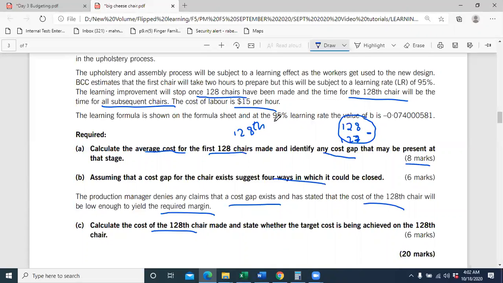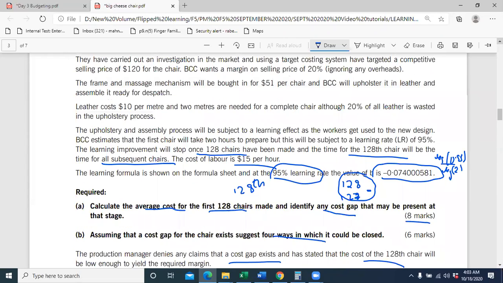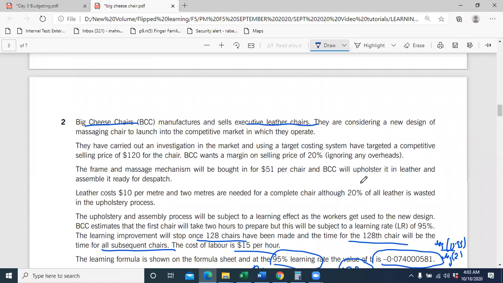The learning formula is 95% learning index, learning rate, and they've already calculated learning index that you actually calculate by log of 0.95 divided by log of 2, but here it's already calculated. But when you'll be doing this question in Excel, instead of writing, you can make a mistake, better to calculate it, and then you can do the cell reference as well and do your calculation, and state whether the target cost is being achieved on 128th chair or not. So this is a mix of question. Let's go through the requirement of the question.